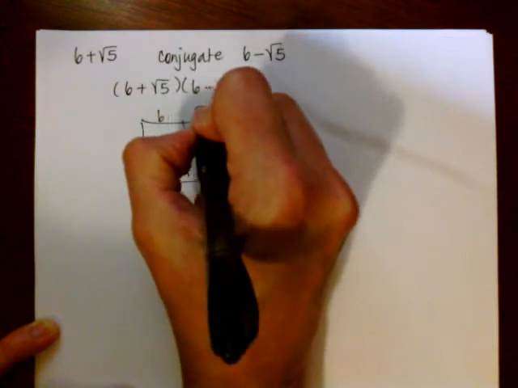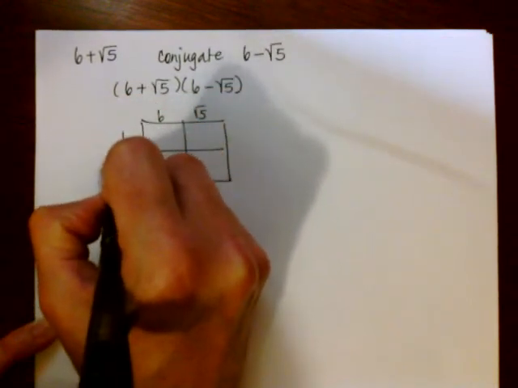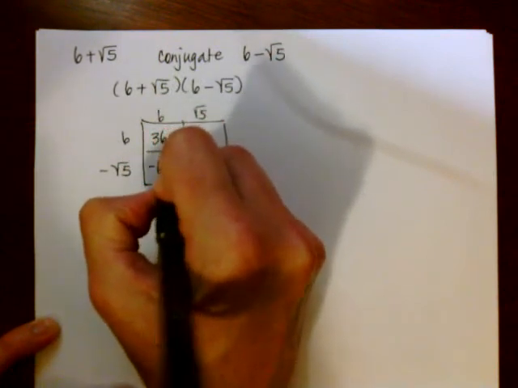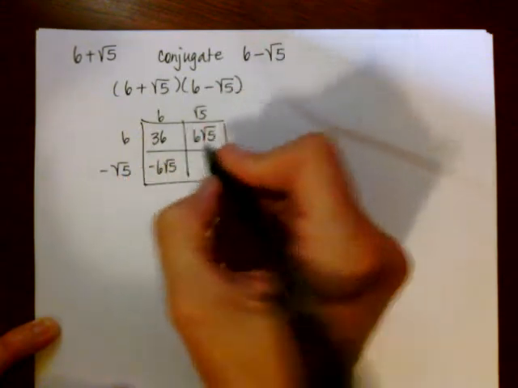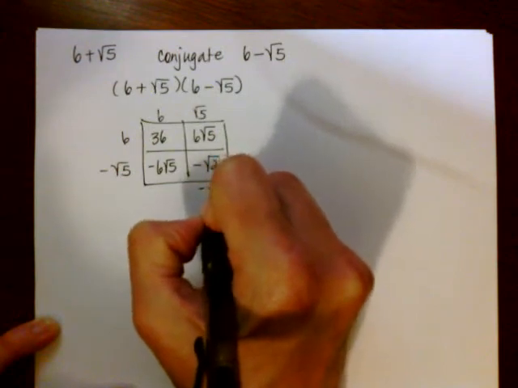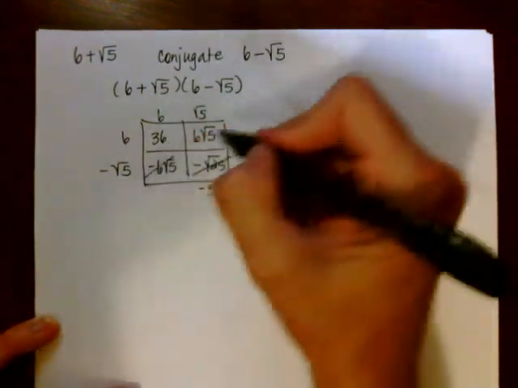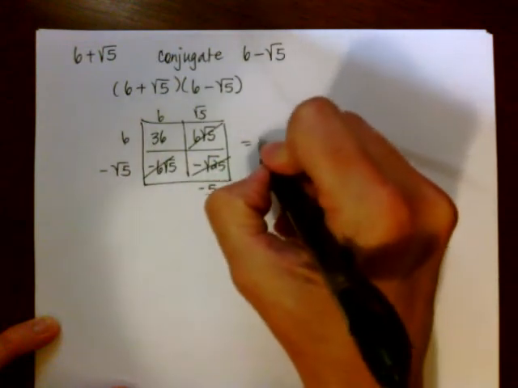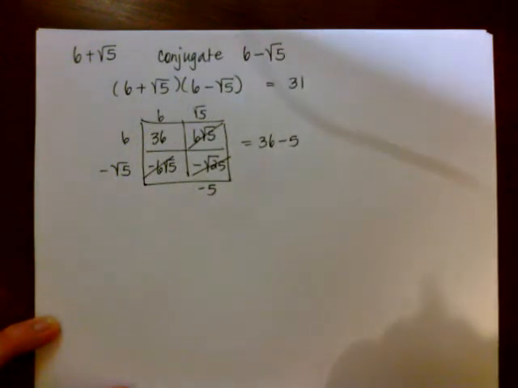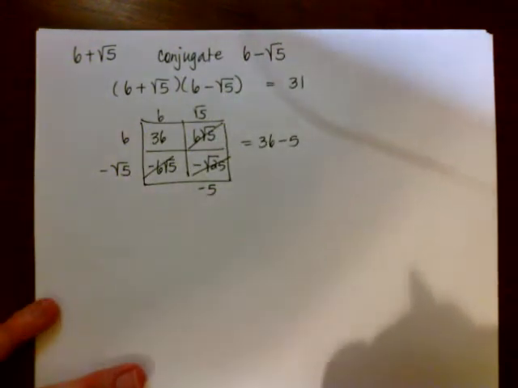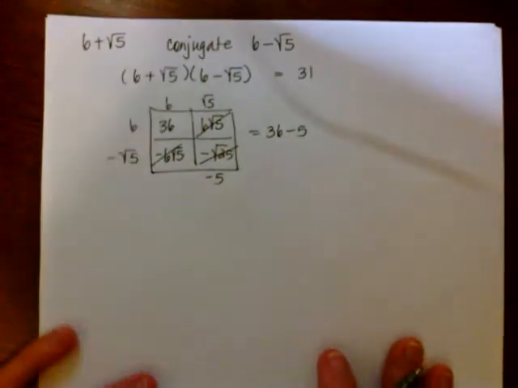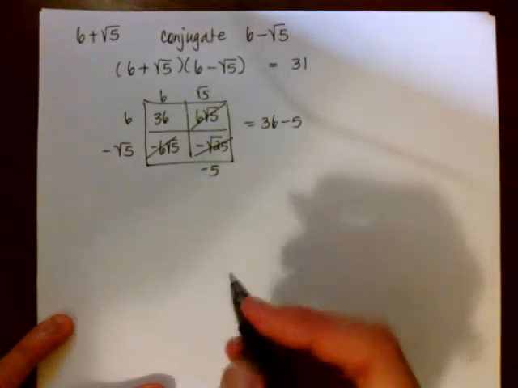So I have 6 plus radical 5, 6 minus radical 5. I get 36 minus 6 radical 5 plus 6 radical 5, and then minus the square root of 25, which is a minus 5. This term and this term cancel, and so I end up with 36 minus 5, which is going to give me 31. So the purpose of a conjugate is to get rid of the radicals, okay? Sometimes I say get rid of the problem child, and the radical is the problem child.